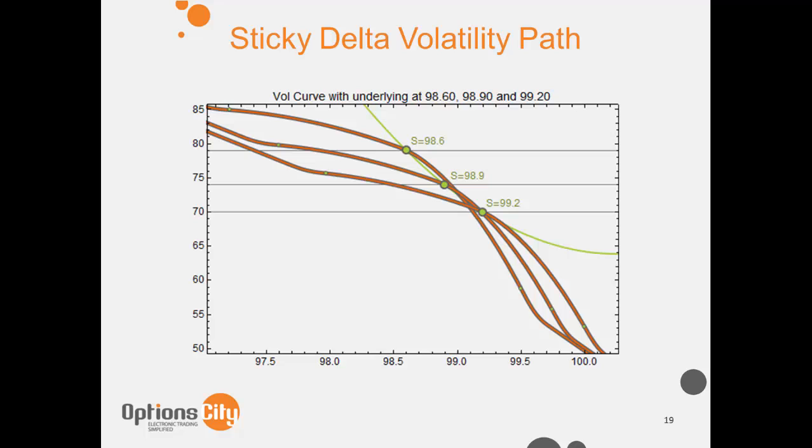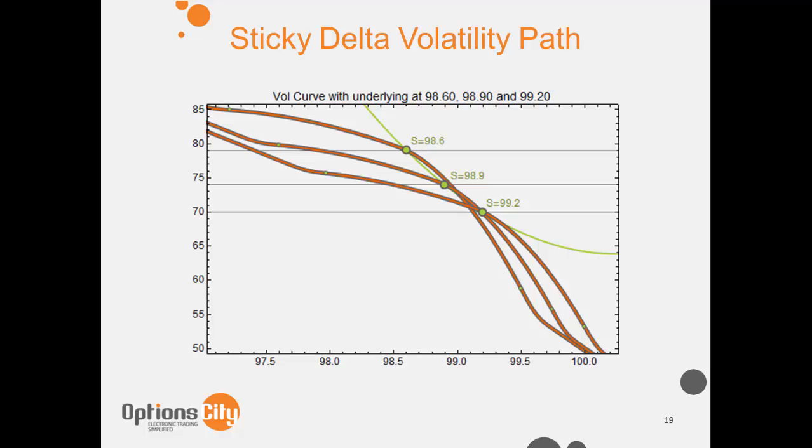So here's an example of 3 curves. In this case, it's a hypothetical Eurodollar market. We've got vols, normal vols on the left side of the screen, 50 basis points up to 85 basis points. And at the 98.60 mark, we're running a 75 basis point vol. At 98.90 in the spot, we've got a 74 vol. And at 99.20 in the futures, in the underlying, we've got a 70 vol.